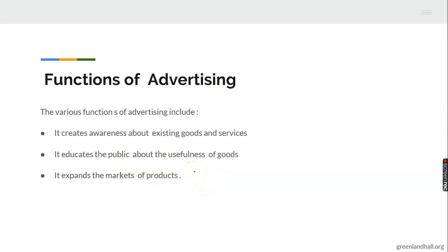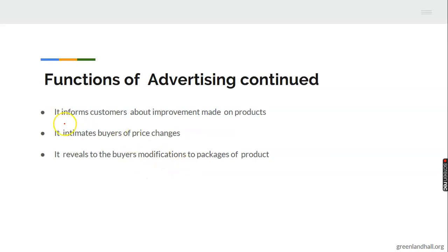That is, it helps to make products available at locations where they are not even produced. Number 4, it informs customers about improvement made on products. That is, when some changes have taken place. So it is the responsibility of advertising to inform or make such changes known to the public. Then it intimates buyers of price changes. That is, when price changes or alterations have occurred. It is also the responsibility of advertising to make such information available to prospective customers. Then it reveals to the buyers modifications made to packages of products.